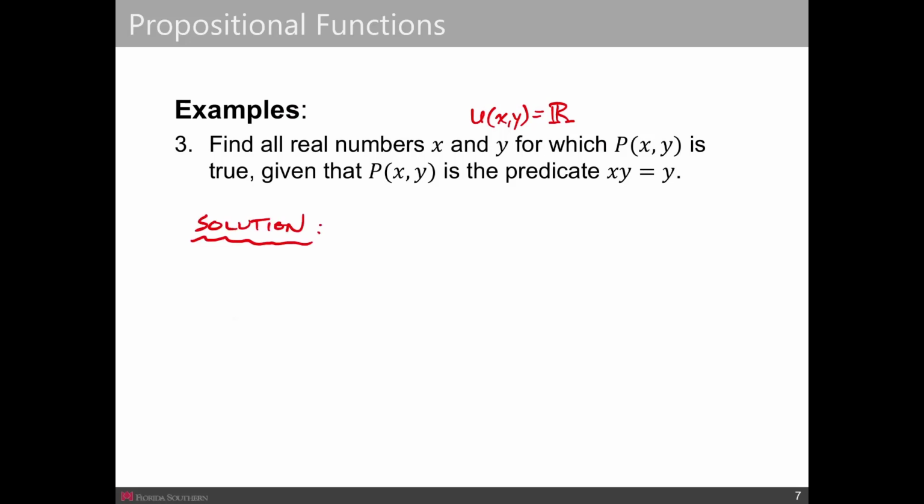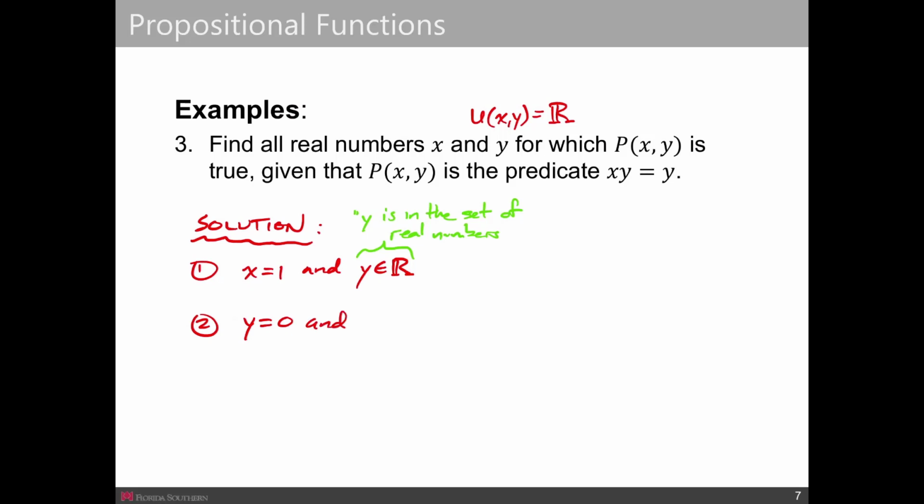Turns out there are two solutions to this problem. In the first solution, we can let x equal 1 and y can be any real number. That symbol there stands for an element of. So this is like saying y is in the set of real numbers. And the second solution here is that y could be 0 and x can be any real number. Now, how did we arrive at that solution?